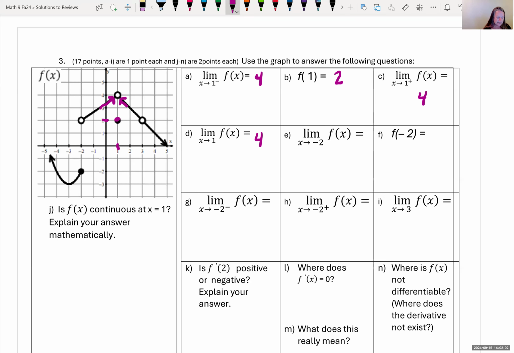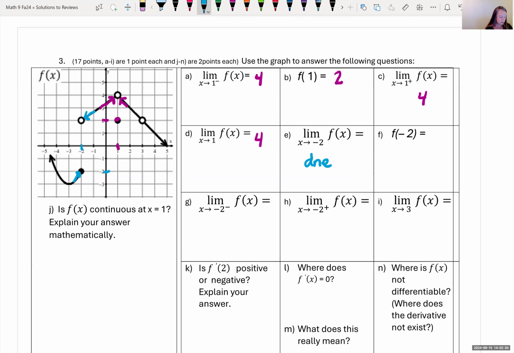Now we're looking at the limit as x is approaching -2. So locate x equals -2 on our graph. And it's saying the limit as x approaching -2, it doesn't say left or right. So I need to make sure that the left-hand side and the right-hand side approach the same value. The left is not the same as we're approaching -2 on the right. And so this limit does not exist.